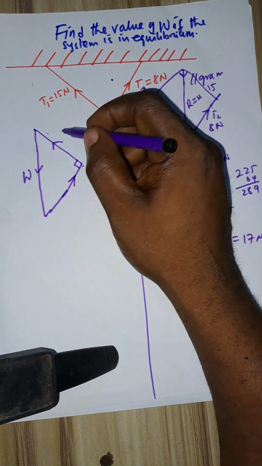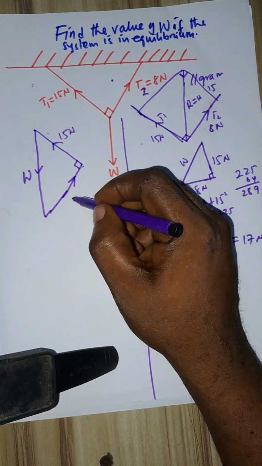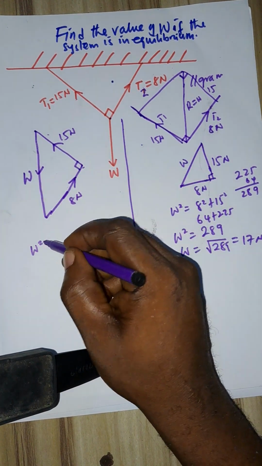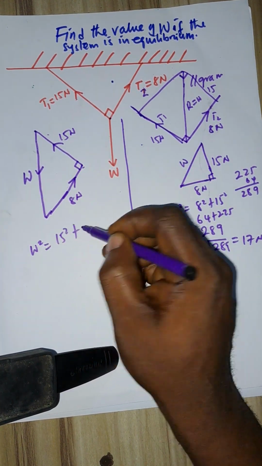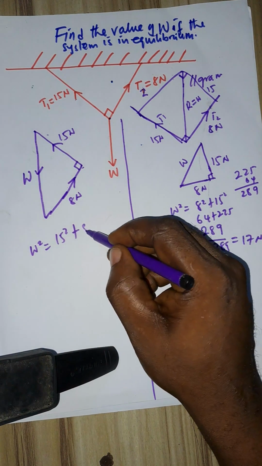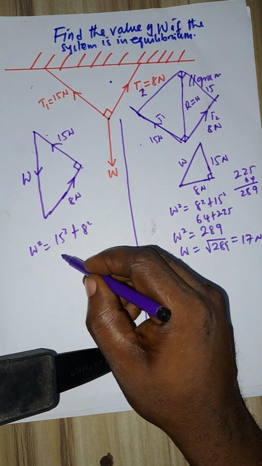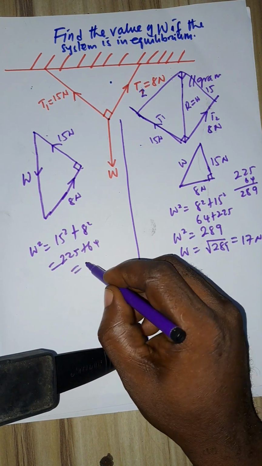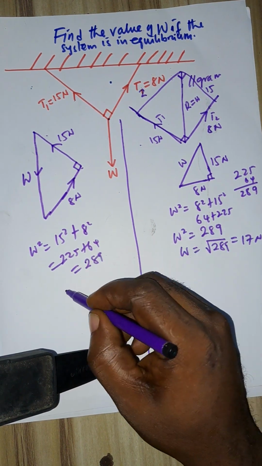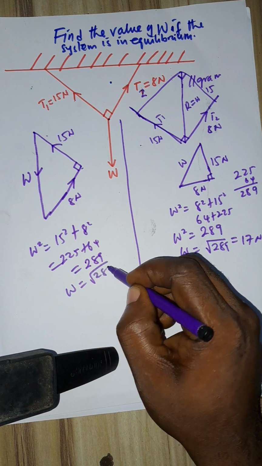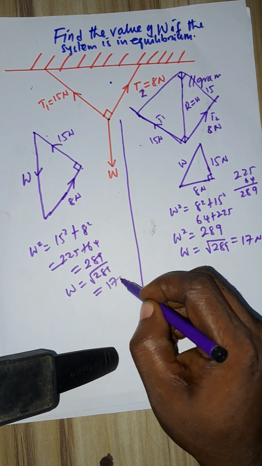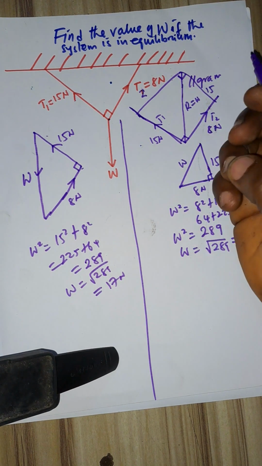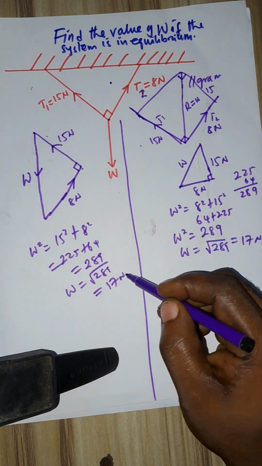So here is 15 Newton, here is 8 Newton. Again, we use Pythagoras theorem. W squared is 15 squared plus 8 squared. So it's 225 plus 64, which is 289. So W is the square root of 289, and we are getting 17 Newton. So whether we use the triangle of forces or the parallelogram of forces, we are getting the same thing. Thank you very much.